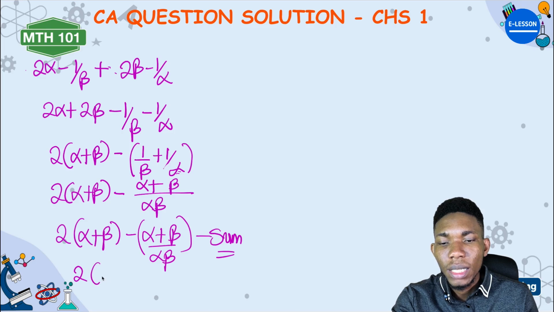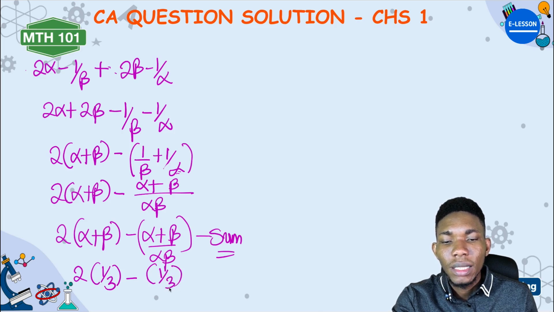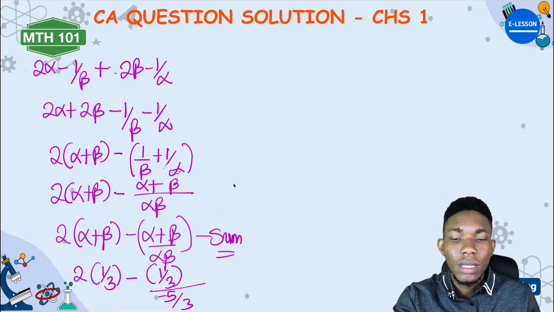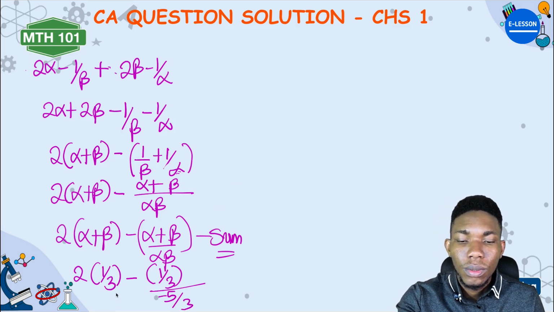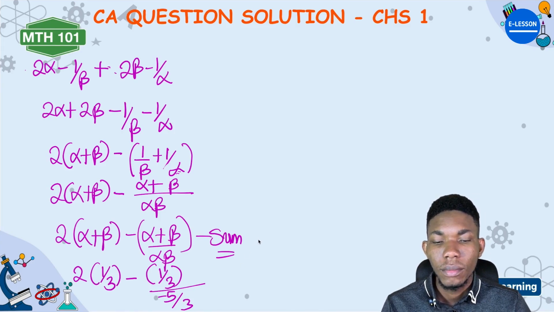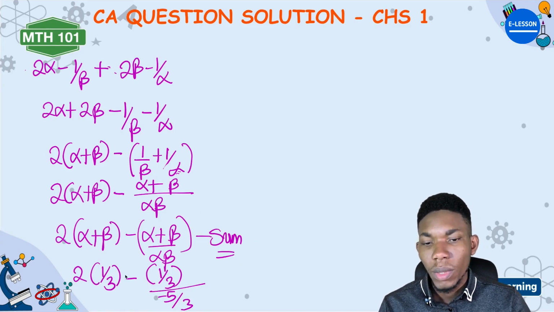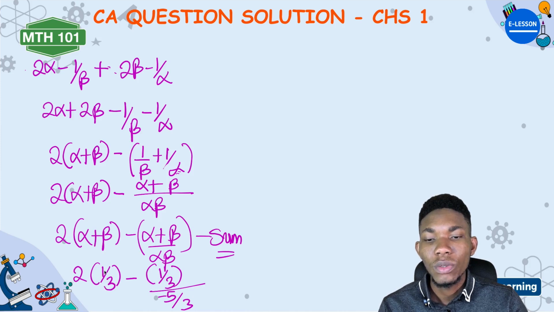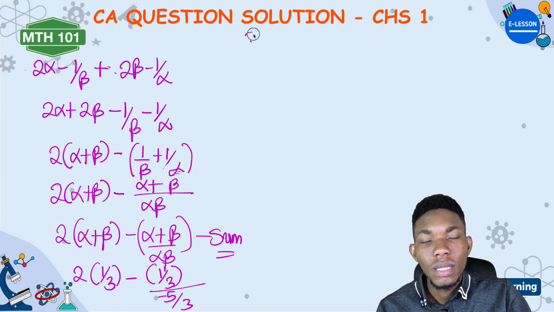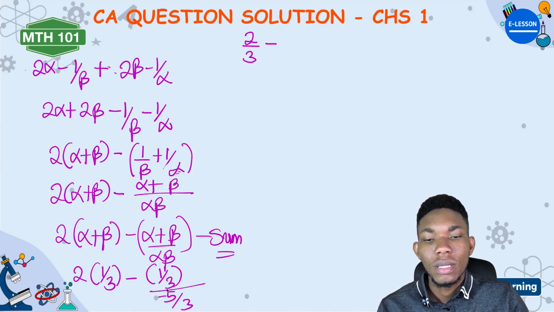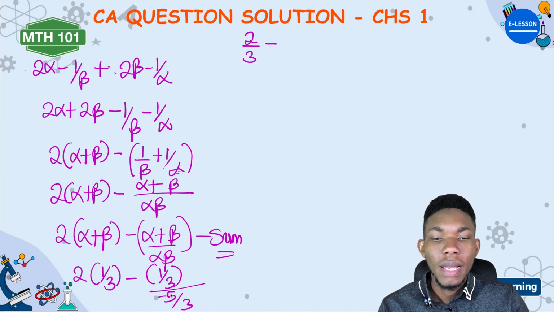So this gives us 2 brackets 1 over 3 multiplied by 1 over 3 divided by alpha beta, which was minus 5 over 3. Is that okay? All right, so we have 2 times 1 over 3. 2 times 1 will give us what, my dear student? This will give us 2 over 3 minus, then this 1 over 3 divided by 5 over 3.